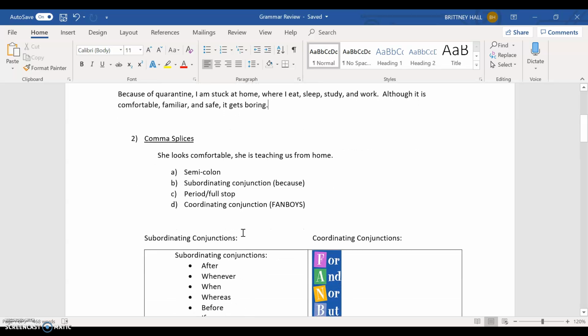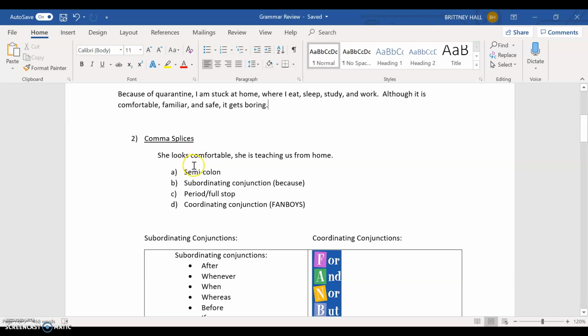Comma splices. Here we go. Comma splice is when you use commas to separate phrases in a sentence, but the commas don't belong there. If we look at this sentence here, she looks comfortable, comma, she is teaching us from home. This is considered a comma splice because the comma is not in the proper location.